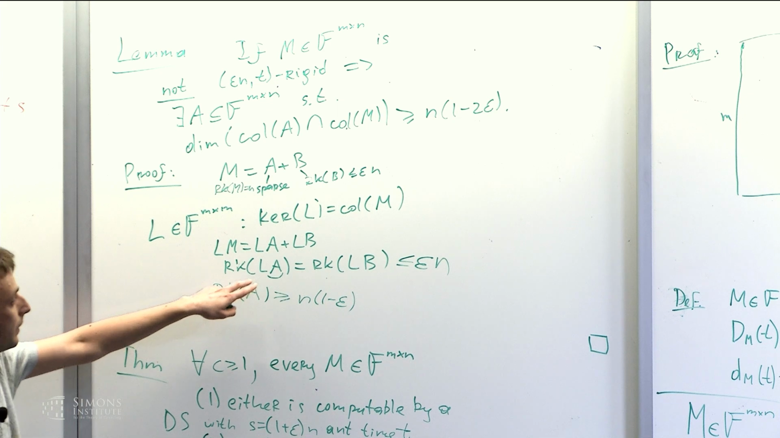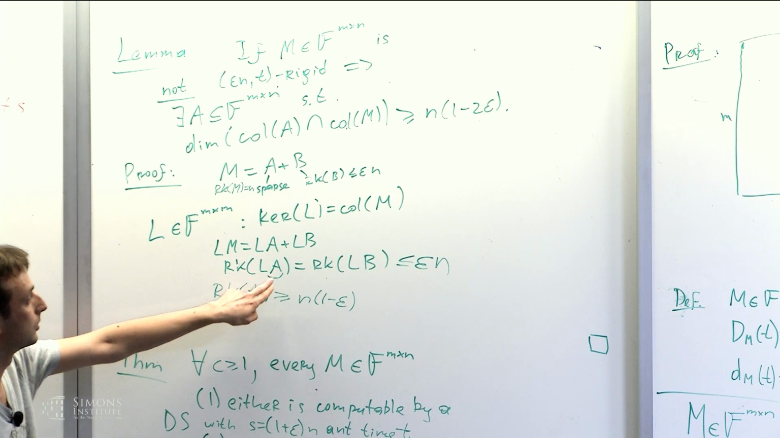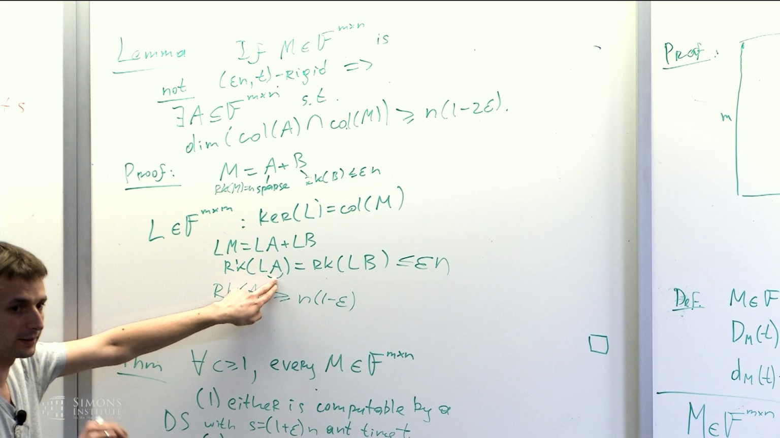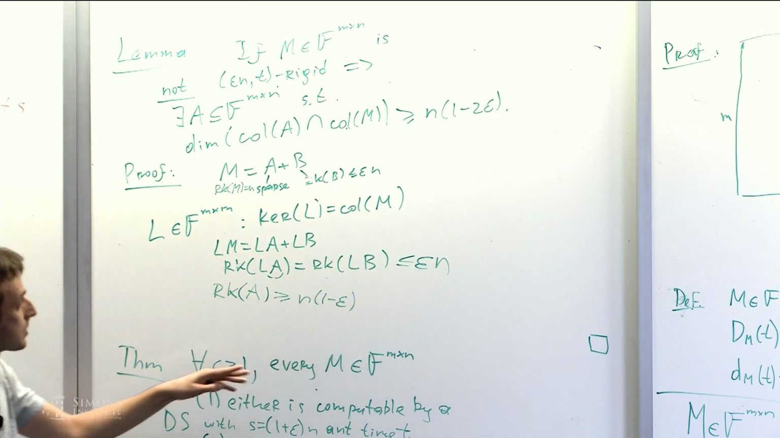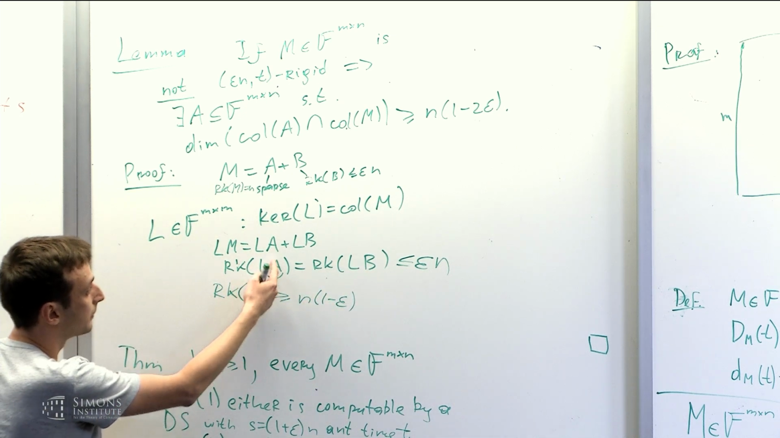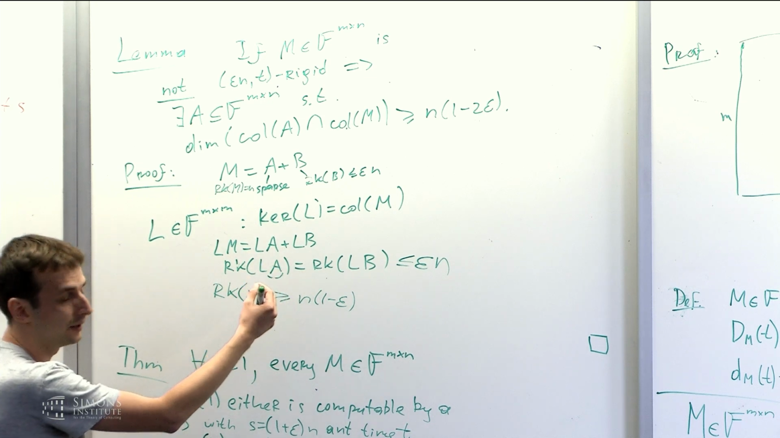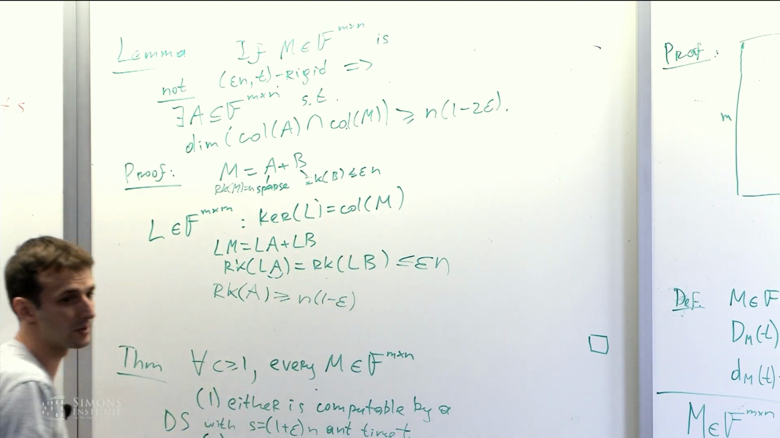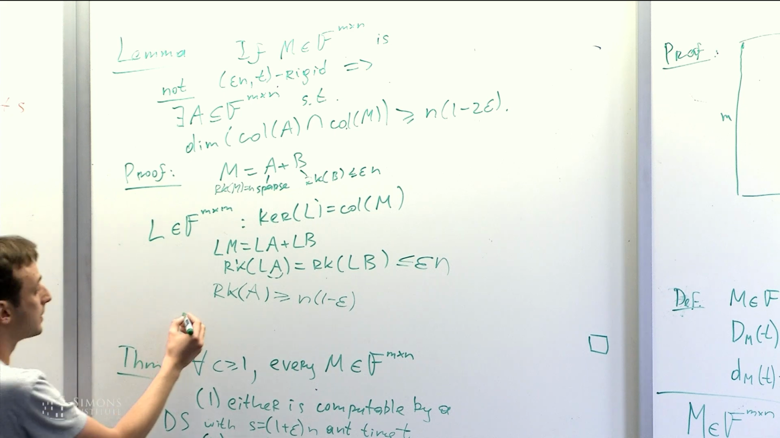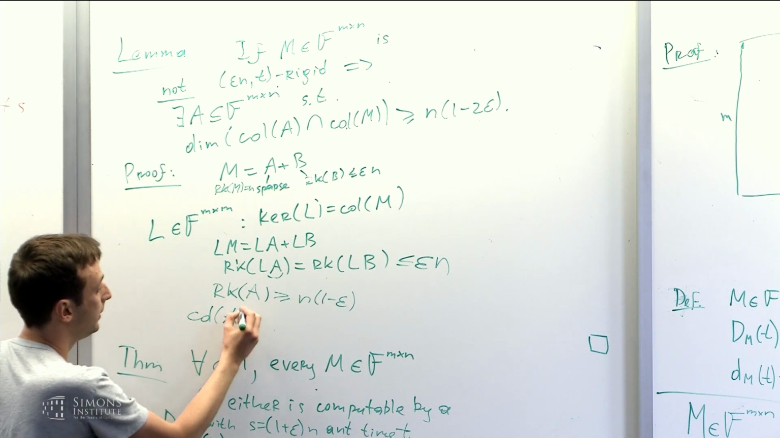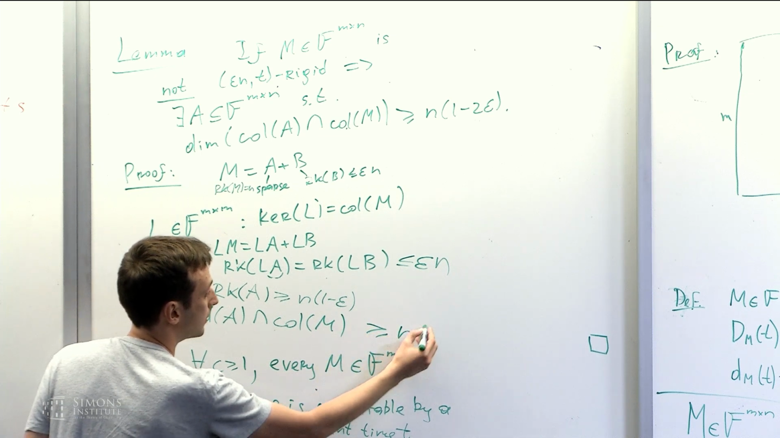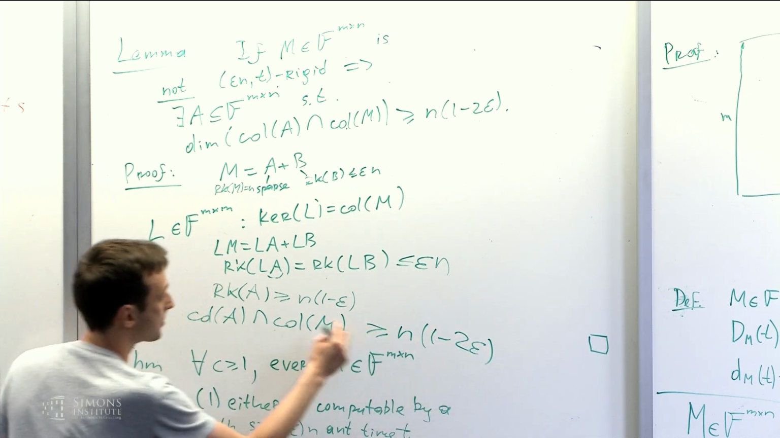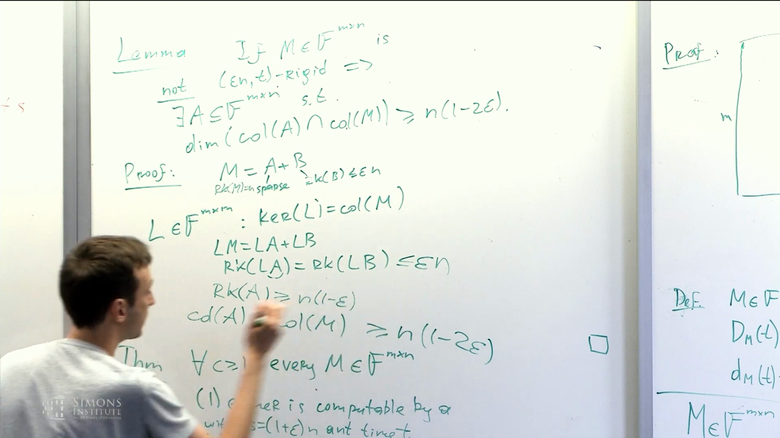And how can it happen that you apply this transformation to a matrix of rank almost n and get a matrix of rank almost nothing? This means that the kernel of L intersects the column space of A. But the kernel of A is exactly the column space of M. So this means that the intersection of the column space of A and M is huge. It's almost n. It reduces it from almost n to almost nothing.